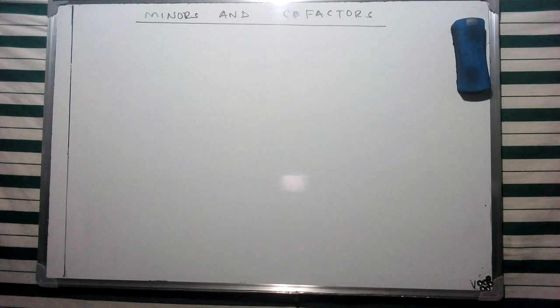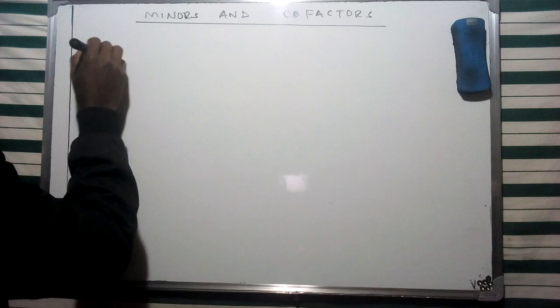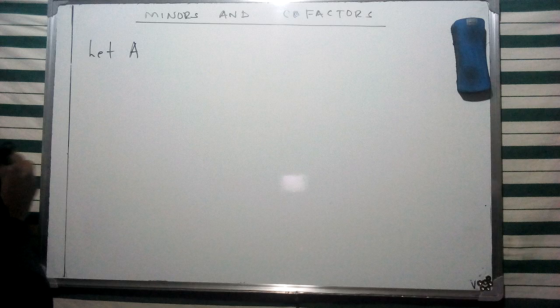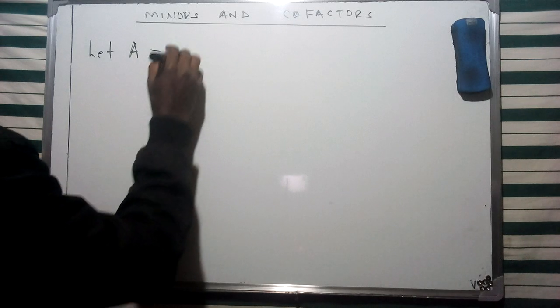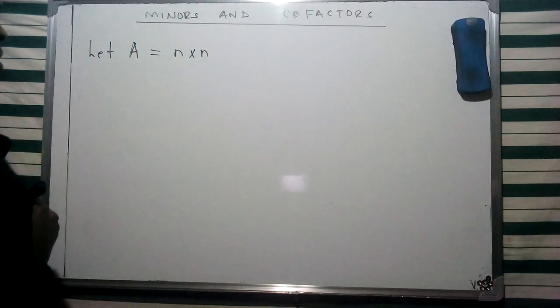Now, minors and cofactors are going to be derived from specific operations that we perform on a matrix. Basically, we are going to rely on a square matrix, which is given in terms of an ordered n by n matrix. So I'm going to give a specific matrix A, which is an n by n matrix, given as such.